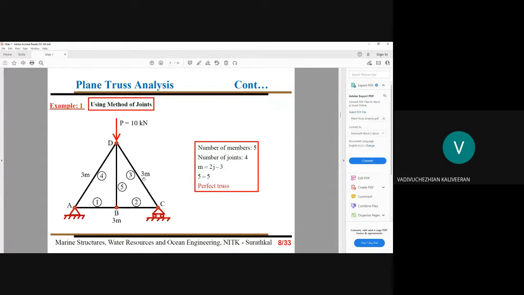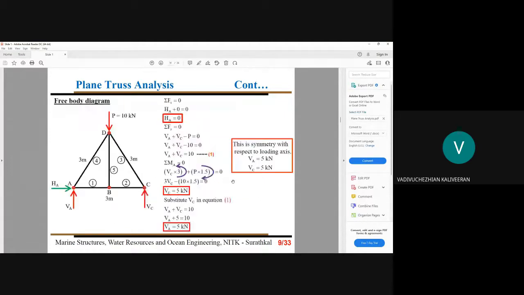In this problem, you have to remember it is satisfying both internally and externally the statically determinate condition. So this problem is statically determinate from both the internal members point of view and, at the same time, from the external supports point of view. Now we will show how we are going to fix our support reactions.